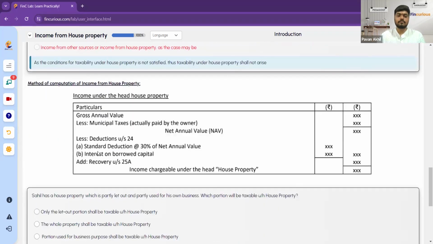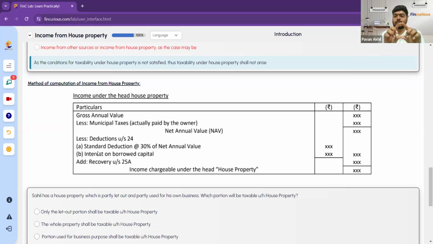Till now we spoke about what is house property, what is income from house property, and what are the conditions for taxing income from house property. Now let us understand the method of computation of income from house property. What is the method? As I told you earlier, annual value. How to compute annual value? Rent received multiplied by 12 months. That would be your annual value. That annual value is nothing but gross annual value. But this gross annual value cannot be determined only with this. There are some extra steps to determine gross annual value. I'll let you know after some time.